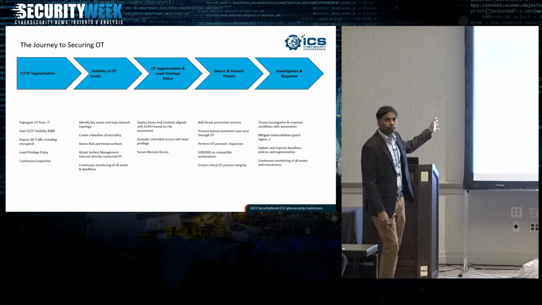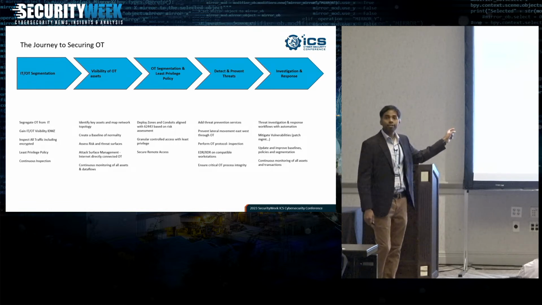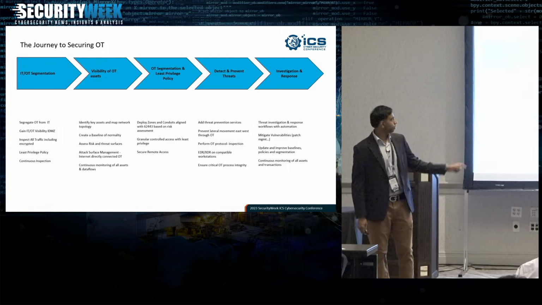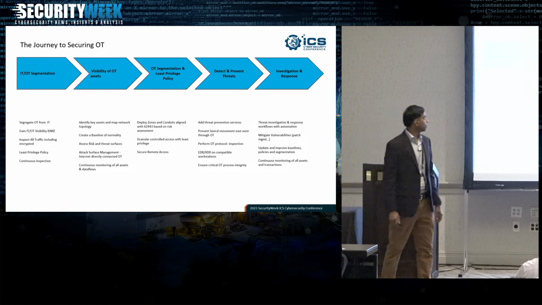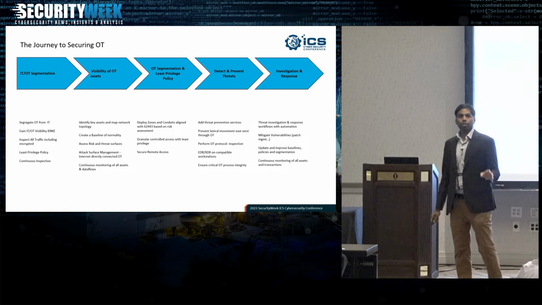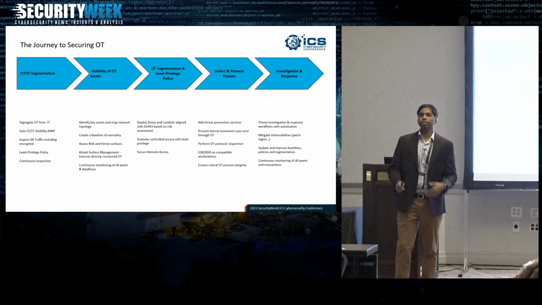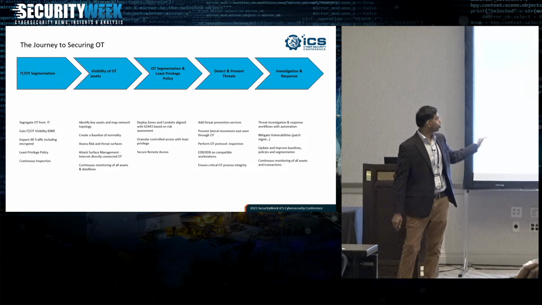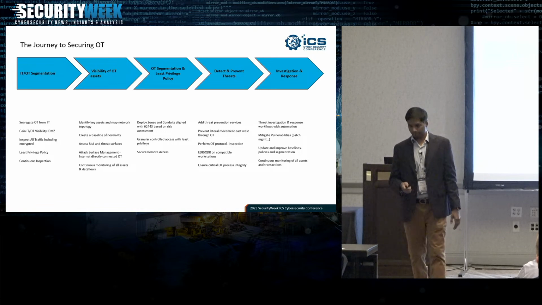The first one is the IT/OT segmentation. The second one is the visibility of your OT assets. The third one is pushing least privilege access policies, right? The fourth is detecting the threats, vulnerabilities, and attacks which are specific to the ICS environment. And the fifth one is incident response, right? So we're going to talk about all these 5 things in a deeper dive in the next few slides.